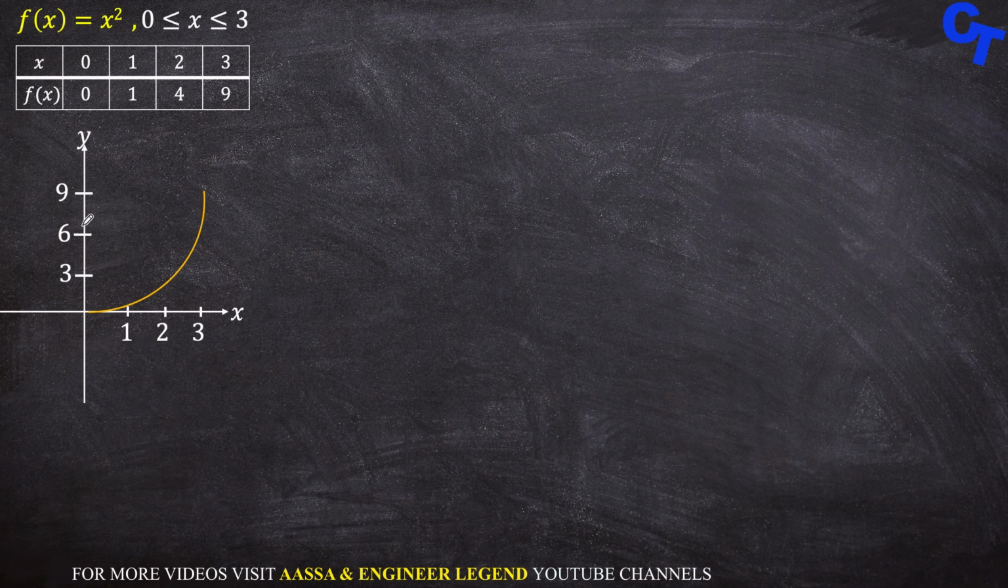So the graph of x squared should extend up to here, but from our domain, as you can see, we just need the positive values, from 0 to 3. So that's why we have considered this part.